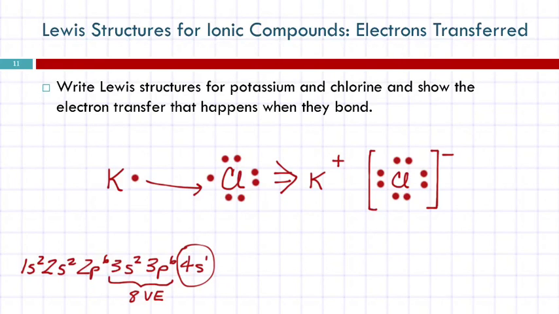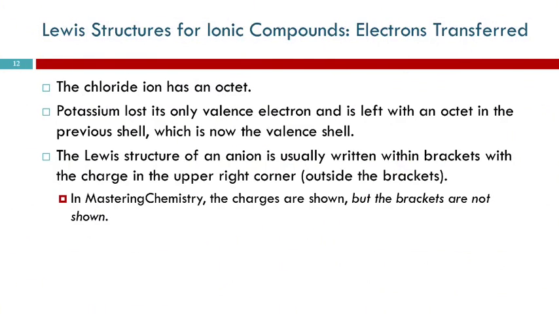Any questions? These are going to form an ionic compound, an ionic bond, because the positive charge on the potassium ion is attracted to the negative charge on the chloride ion. And so like two magnets are going to stick together. So the chloride ion has an octet. The potassium lost that one electron on the outside. Underneath it has a full octet.